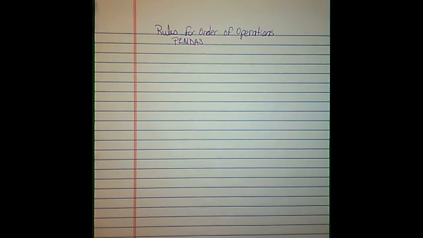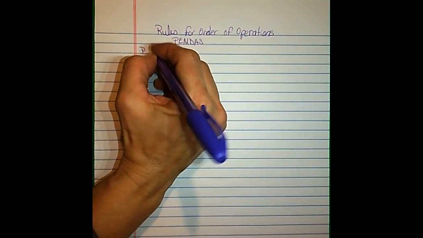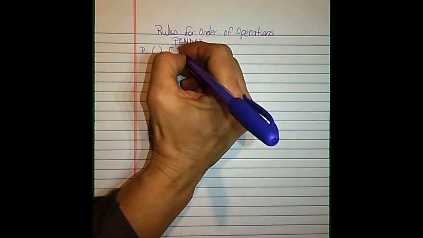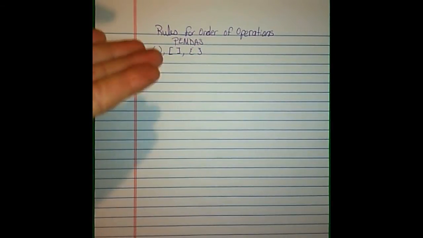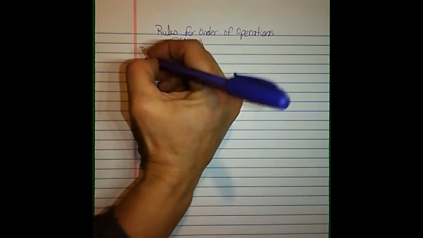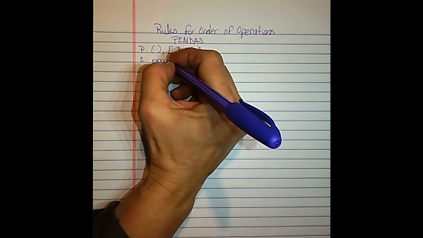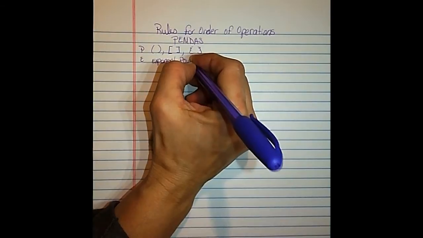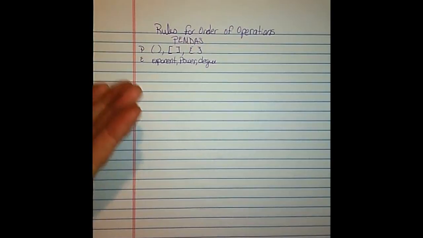If we follow these order of operations, we'll tend to get the correct answer, as long as, of course, our math is correct. So if we start out with the P, it represents parentheses, brackets, braces, meaning we need to clean everything inside the parentheses, brackets, or braces before we can do anything else around it. E is going to be my exponent, power, degree. It's what we are raising that number to.